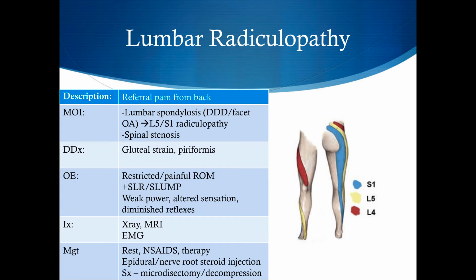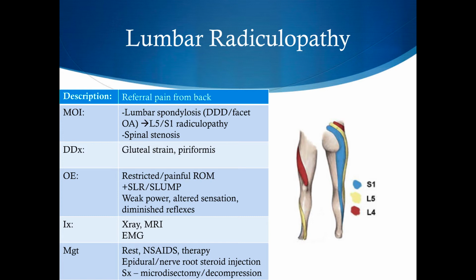In terms of the examination, you want to make sure that you're doing a comprehensive full back examination that involves a complete motor, sensory, and reflex examination as well. They may have a restricted or painful range of motion of their back, positive straight leg raise or slump test. Their power in the affected muscle groups may be weak. They may have altered sensation along that dermatome and diminished reflexes. Investigation would include things like an X-ray or an MRI, possibly an EMG if you were uncertain about the dermatomal distribution.